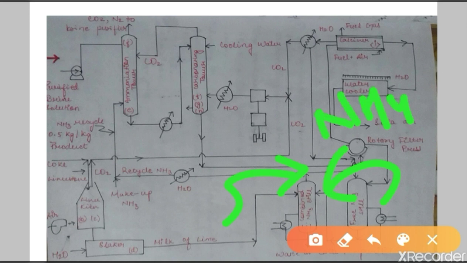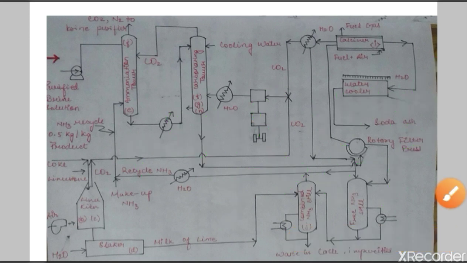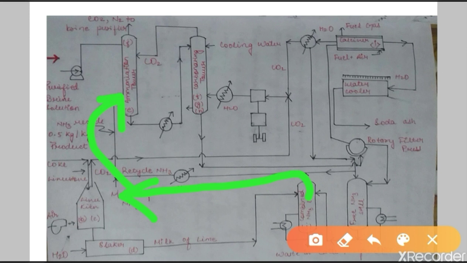NH4Cl is taken from this side, and milk of lime is supplied from the slaker. The reaction between these two gives us ammonia, and the ammonia gas escapes, and this is your recycled ammonia which goes into the ammoniation tower.